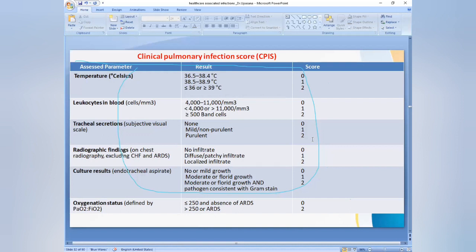What are the radiographic chest X-ray findings? Whether there are no infiltrates, diffuse or patchy infiltrates, or localized infiltrates. Then we have the culture results for the endotracheal aspirates: no or mild growth, moderate or florid growth, and the presence of the pathogen even on gram staining. Lastly, the oxygenation status, the PaO2/FiO2 value: more than 250 means absence of ARDS, or less than that, it is definitely ARDS.